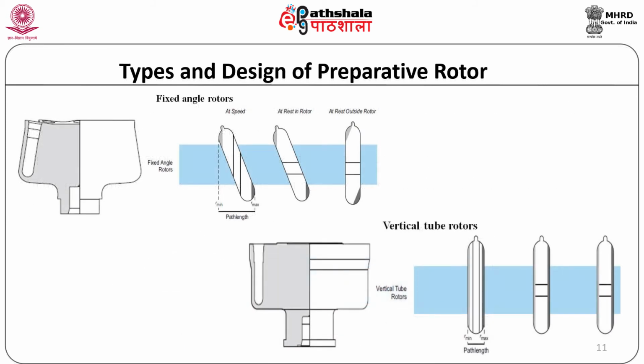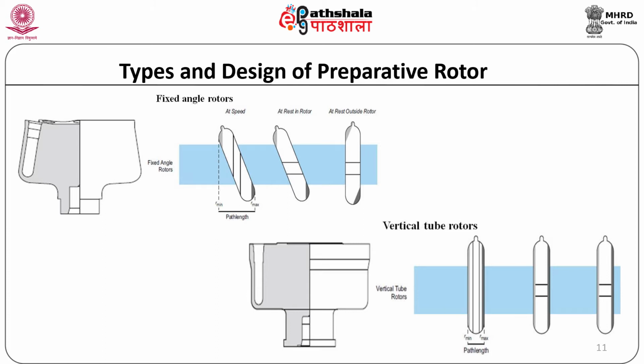Fixed angle rotors. The tubes are located in holes in the rotor body set at a fixed angle between 14 degrees to 40 degrees to the vertical. Centrifugal force is exerted at an angle to the tube wall. Particles move radially outward and have a short distance to travel before precipitating on the outer wall of the centrifugation tube. Sample collection is rapid due to the short traveling distance.